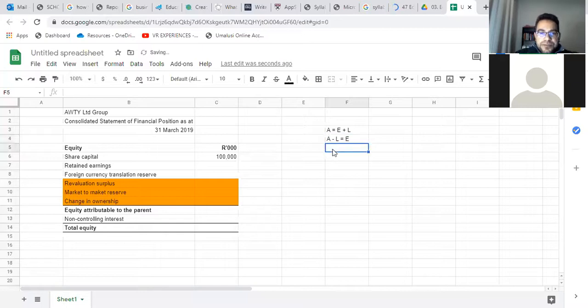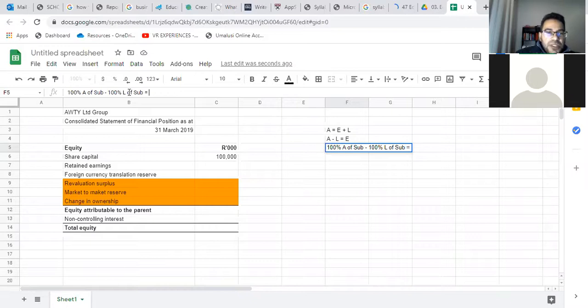So over here, it is basically 100% of the subsidiary's assets minus 100% of the subsidiary's liabilities.